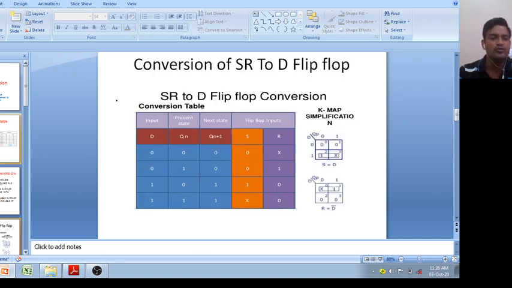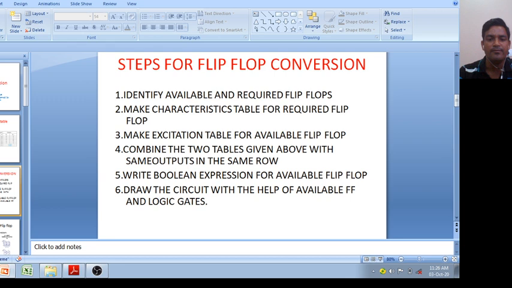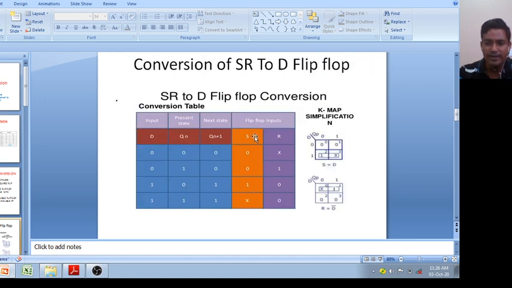Now go to step number 5. Write Boolean expression for available flip-flop. Now what we will do, we will solve value of S and R with the help of D and Qn. So D, write down here, Qn. Just write down 1 0. 1 0 means 2. So here 2. Okay, 1 1. What is the value? X. Solve it, S equal to D.